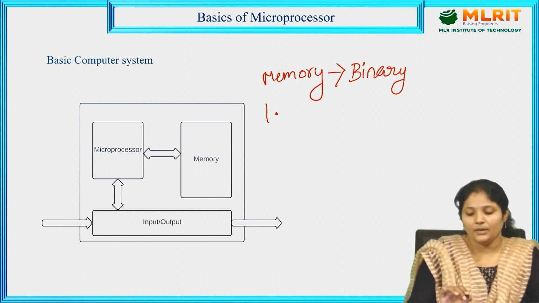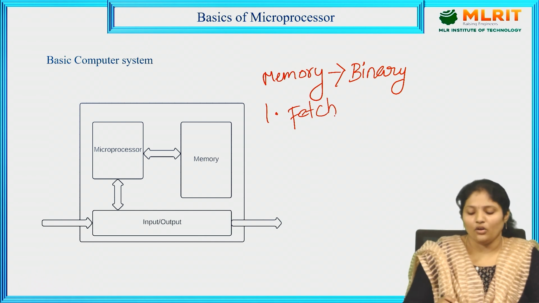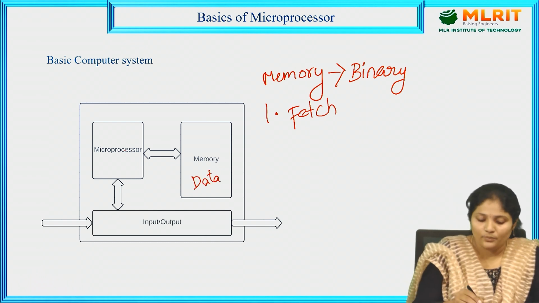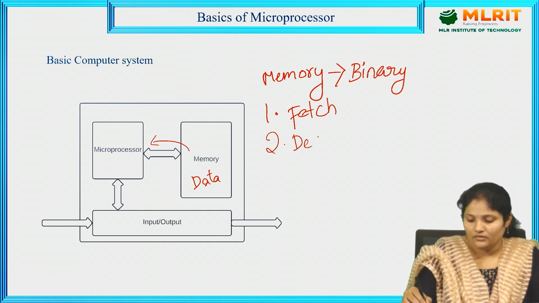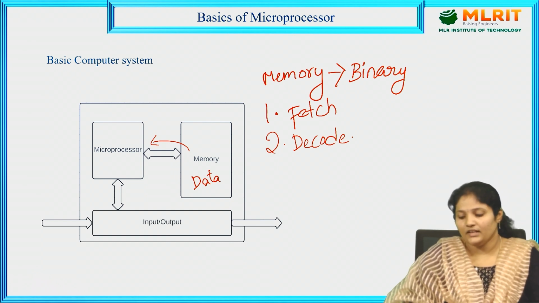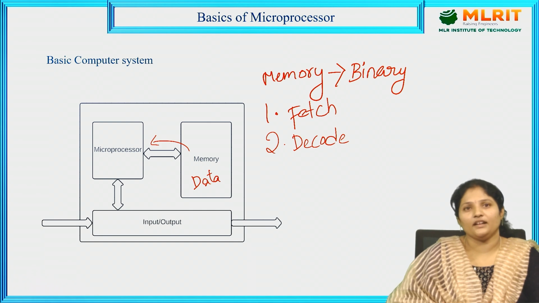So first the microprocessor fetches the data, right? The microprocessor fetches the data. The data has already been saved in this memory. So the microprocessor fetches the data. Very good. Second, it will decode. So what is decoding? If you ask, most of the students will tell you decoding is nothing but converting the high level language or any data into binary bits.